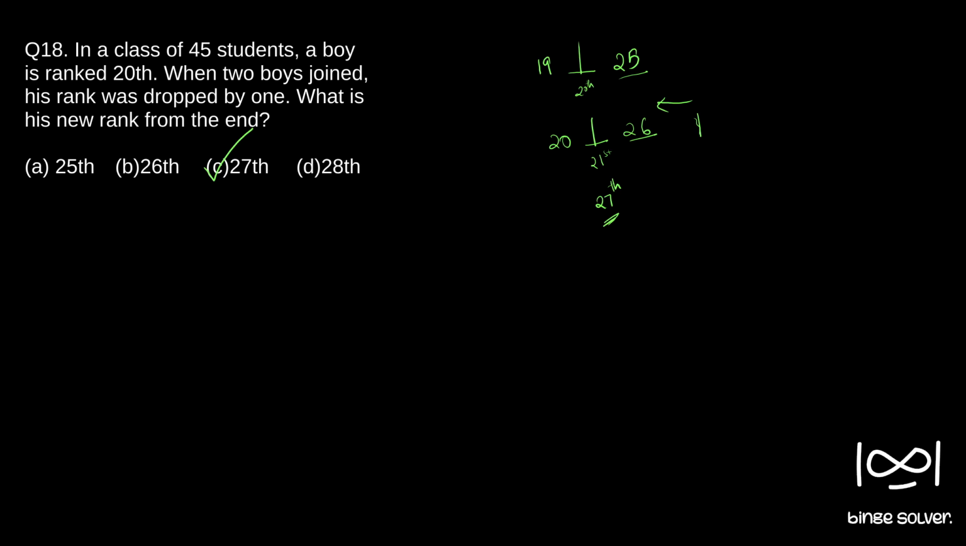Taking up the next question, question 19. A thief running at 8 km per hour is chased by a policeman whose speed is 10 km per hour. If the thief is 100 meters ahead of the policeman, then the time required for the policeman to catch the thief will be. So I'll just show what is given.